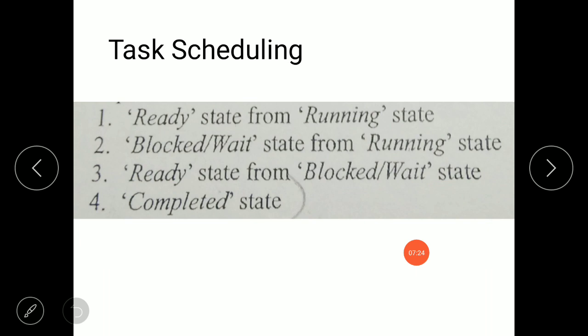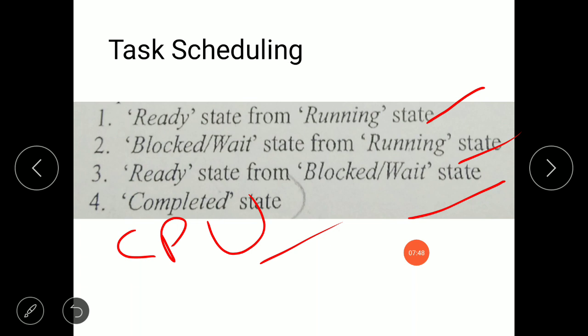The process scheduling decision may take place when a process switches its state to ready state from running state, to blocked wait state from running state, to ready state from blocked wait state, and to completed state. Now the selection of a scheduling criteria or algorithm should consider the following factors. They are CPU utilization, then second is throughput, third is turnaround time, fourth is waiting time, and the fifth is response time.